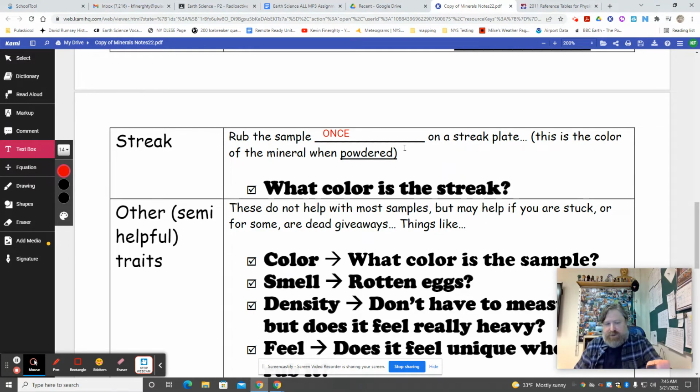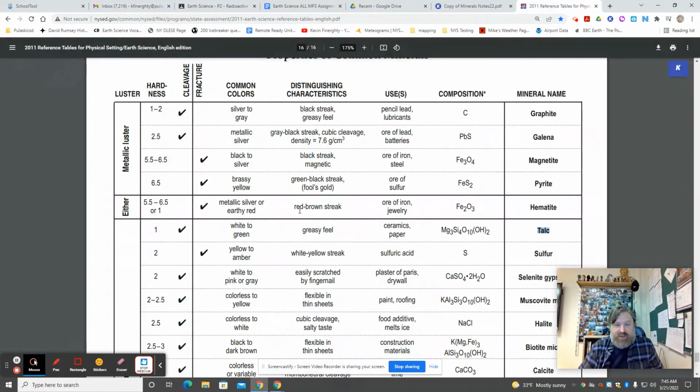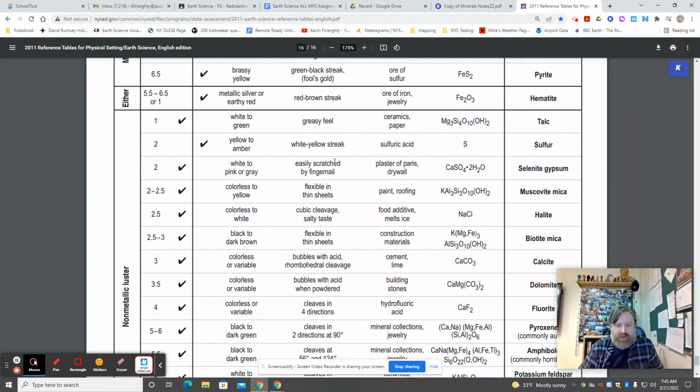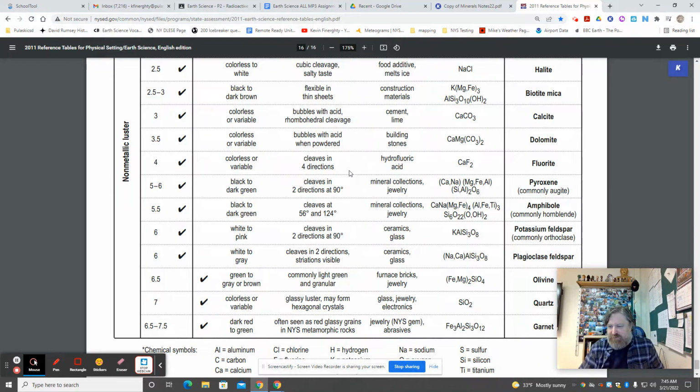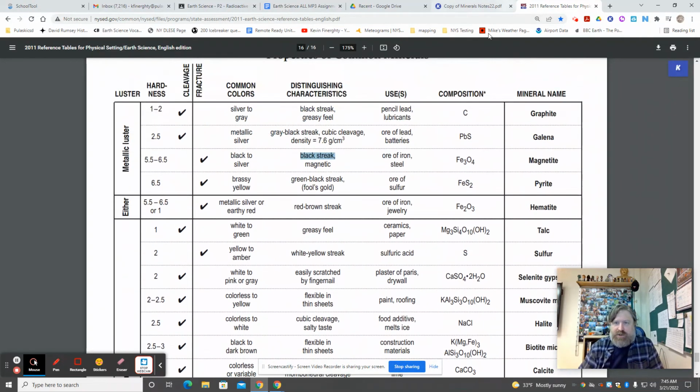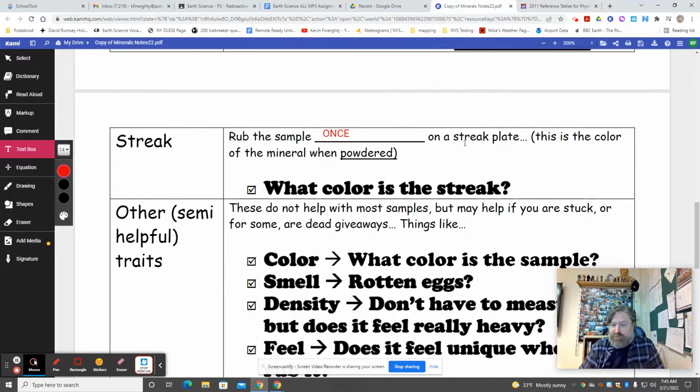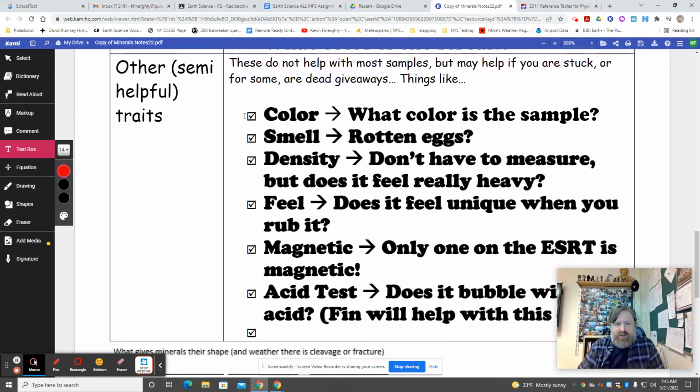What it does is it powders the mineral. This is basically like a ceramic tile, like a bathroom tile, but it's unglazed, so it's very, very finely porous. It powders the mineral as you rub it on there, and you're identifying the color of the streak. Maybe it's useful, maybe it's not. Some are a big giveaway. That one has a red-brown streak. This one has a green-black streak, and so on. Other ones, if it doesn't list anything, it's probably not a very distinguishing characteristic. It's not super strong. But we'll do it anyway, and it'll help for some of them. Same with these.